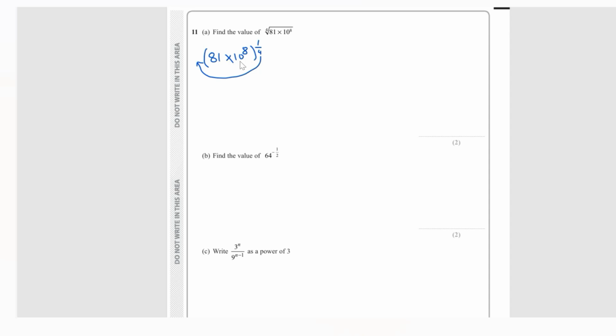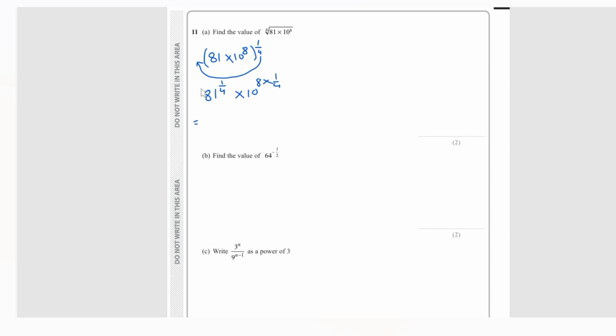So now that we have it in this format, it's a little bit easier to actually break down and simplify. So if we're raising this to the power of 1 over 4, we need to apply this power to everything within this bracket. So that will give us 81 to the power of 1 over 4 multiplied by 10 to the power of 8. We're raising this power here to another power, so we multiply together. So that will give us 8 multiplied by 1 over 4.